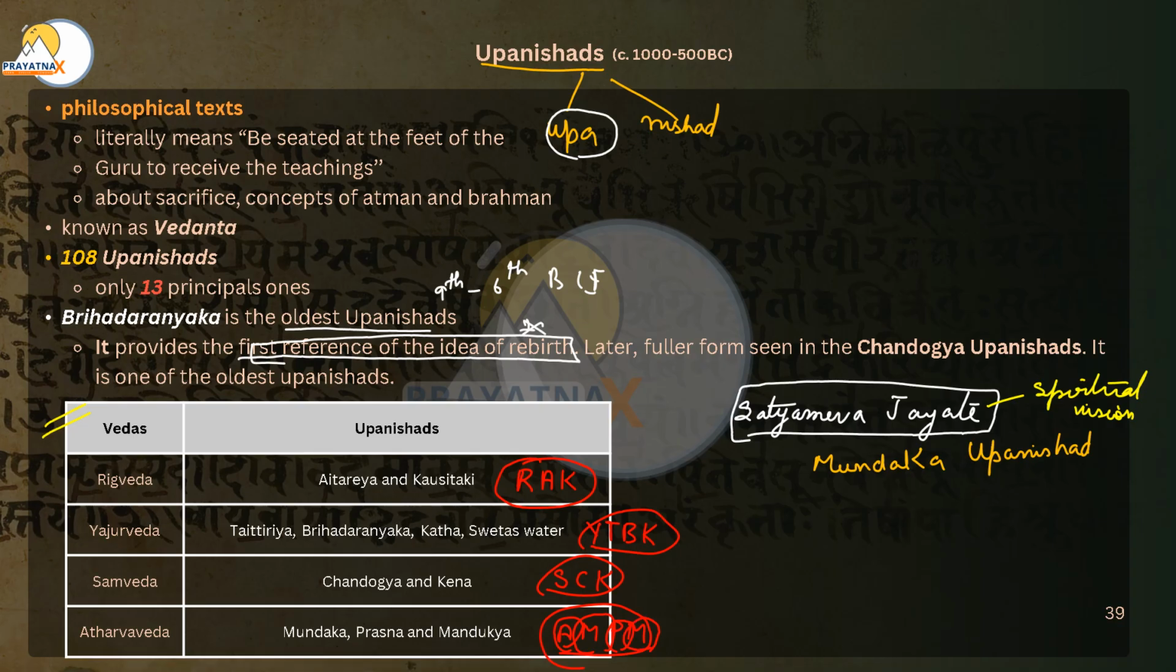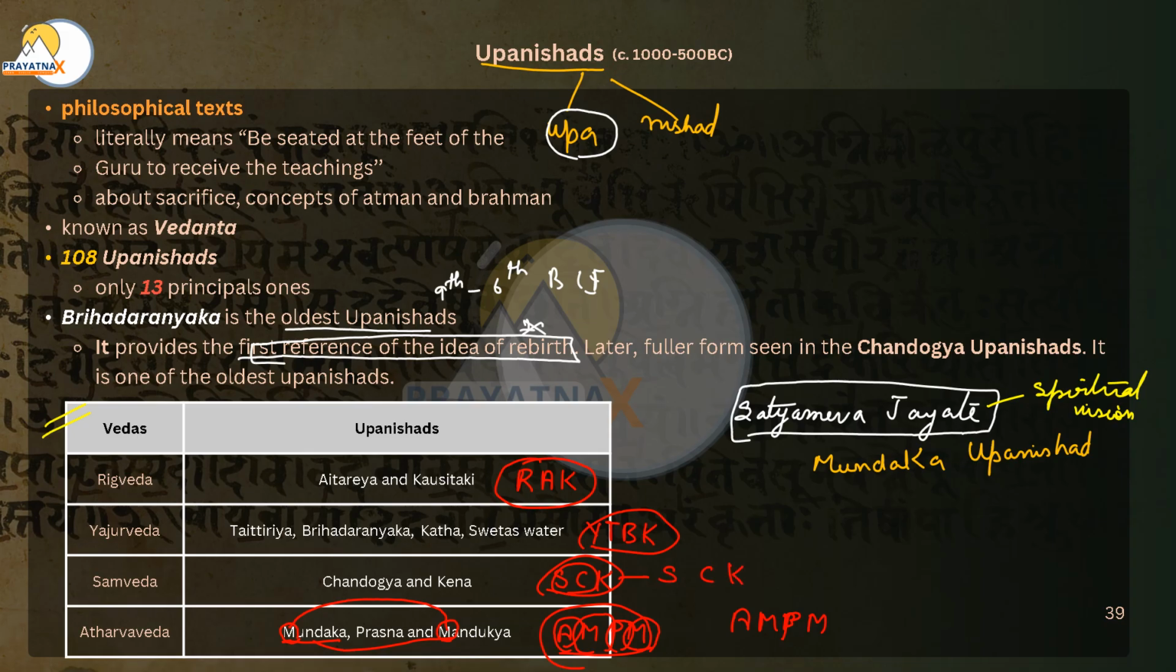Now, another thing would be there are two M's here. So, Atharvaveda would have Mundaka, and from Mundaka you can relate Mandukya. So, for Atharvaveda, it's AMPM, which is Atharvaveda, Mundaka, Prashna, and Mandukya. And SCK, now SCK is Samaveda, Chandogya, and Kena.